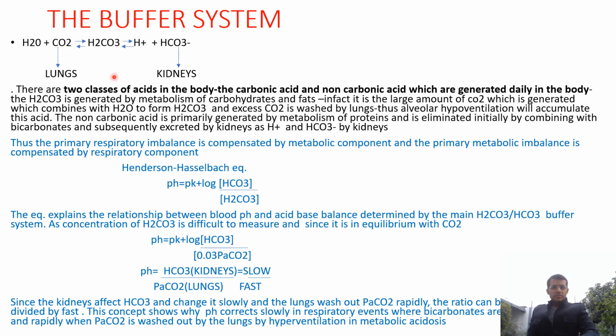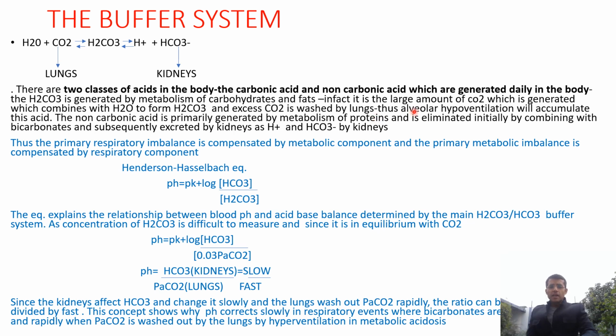So the buffer system: H2O plus CO2 gives carbonic acid, H+ plus bicarbonate. The two main excretory organs are lungs and kidneys. There are two classes of acids in the body: the carbonic acid and non-carbonic acid, which are generated daily in the body. The carbonic acid is generated by metabolism of carbohydrates and fats. In fact, it is a large amount of carbon dioxide which is generated, which combines with water to form carbonic acid, and excess carbon dioxide is washed out by the lungs.